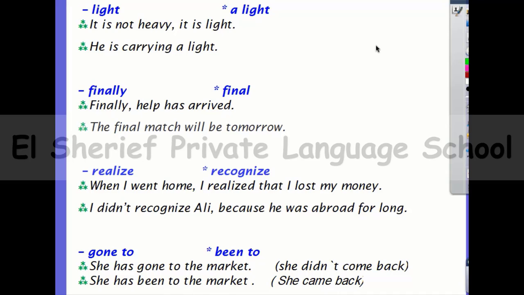What's the difference between light or a light? Light is an adjective. Okay? For example, it's not heavy, it's light. But a light is a noun, like that torch. He's carrying a light.